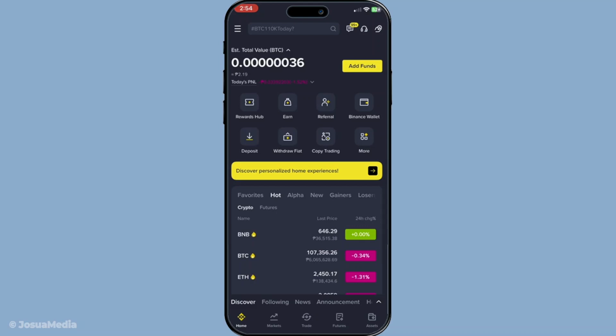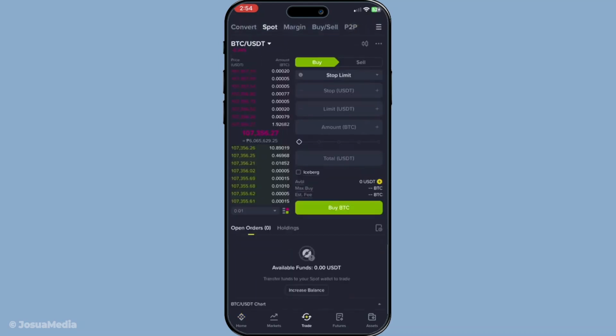With your funds ready, navigate over to the spot market. It's crucial to choose the spot market instead of the futures market, especially if you're aiming for less risk. The spot market is where you can purchase coins for immediate delivery, as opposed to futures, which involves predicting future prices and comes with its own set of complexities and risks.